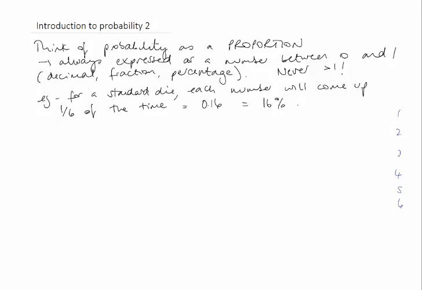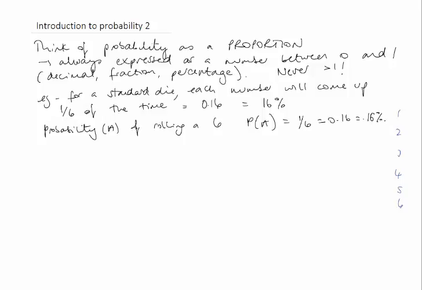So we could write that if we call the probability A of rolling a 6. Then we say P of A is 1/6 or 0.16 or 16%. Those are all fine.